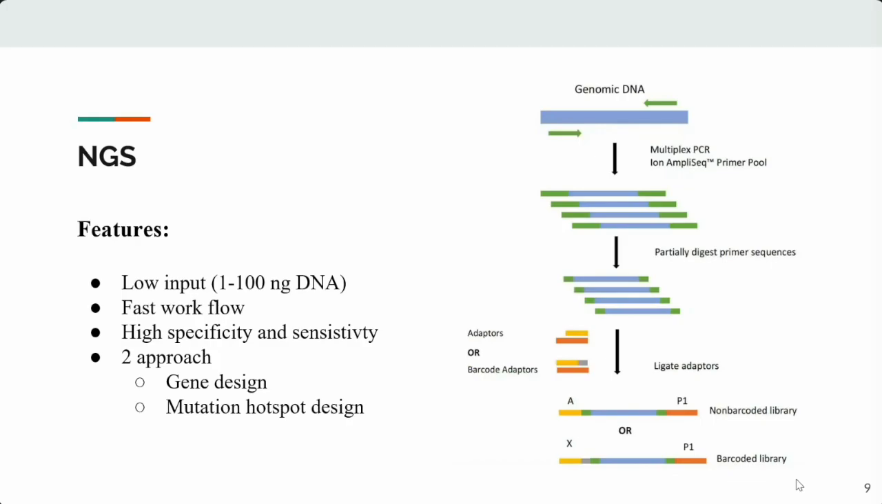Ion AmpliSeq is an advanced tool designed for efficient and accurate preparation of sequencing-ready libraries from small amounts, usually from 1 to 100 nanograms of DNA or RNA. This kit liberates the power of ultra-high multiplex PCR to enable comprehensive genomic analysis, making it an essential component for researchers in fields such as genetics, oncology, and molecular biology.